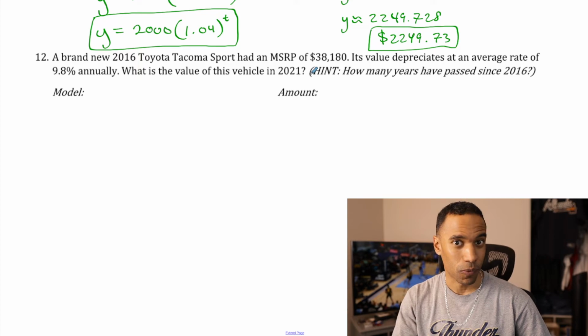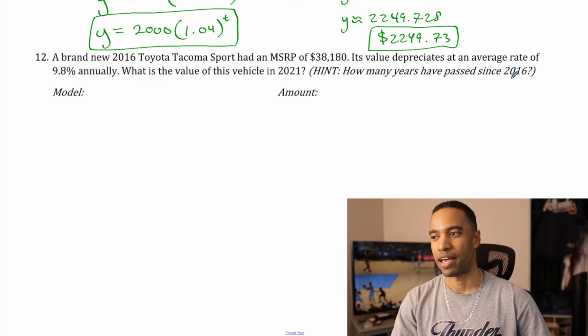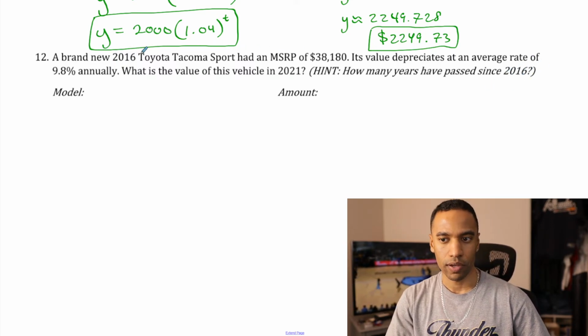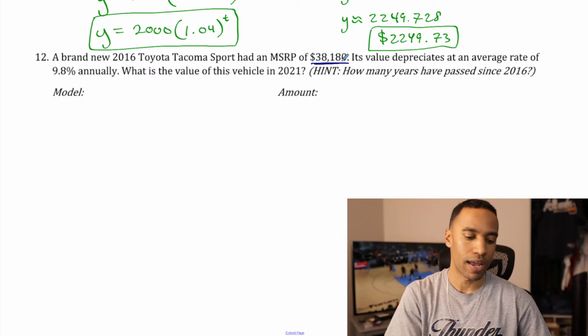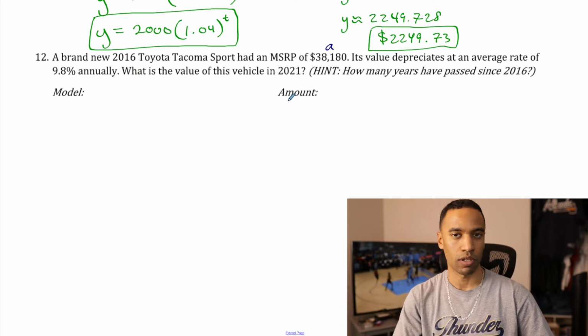When I made this worksheet, it's 2021. Now it's 2022. I should update this. Hint: how many years have passed since 2016? And this is important because when it says the 2016 Toyota Tacoma, it had this at year 0. It was brand new then. This is its y-intercept. This is the A value. This is the initial amount.